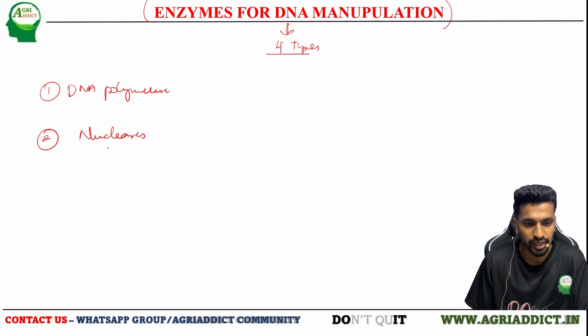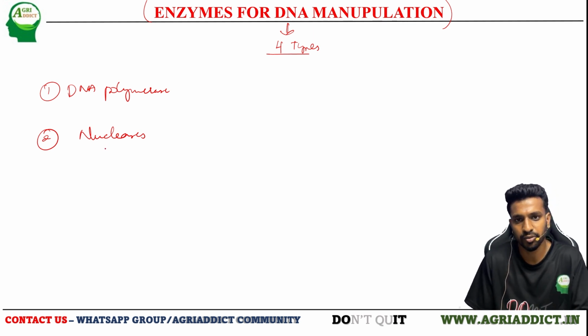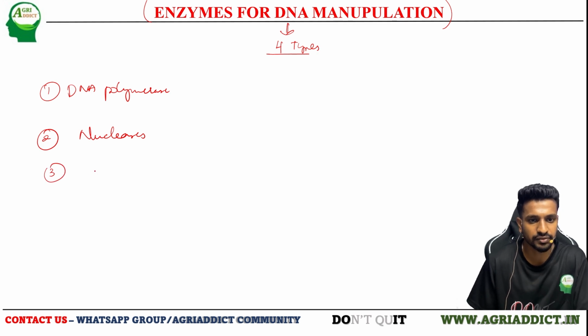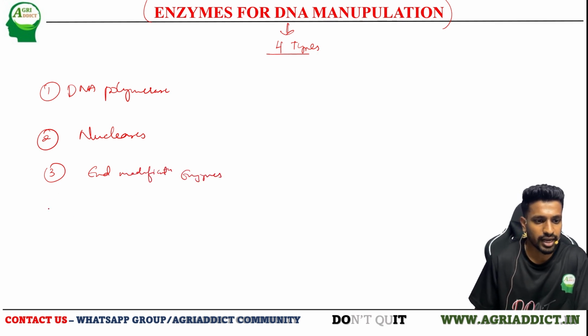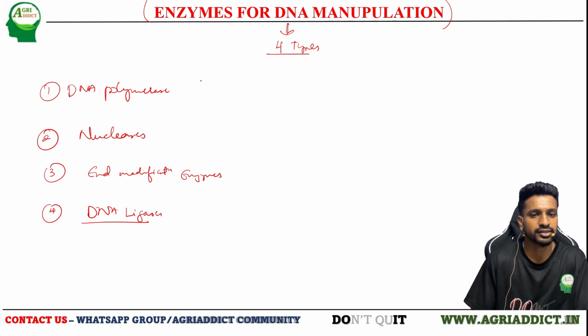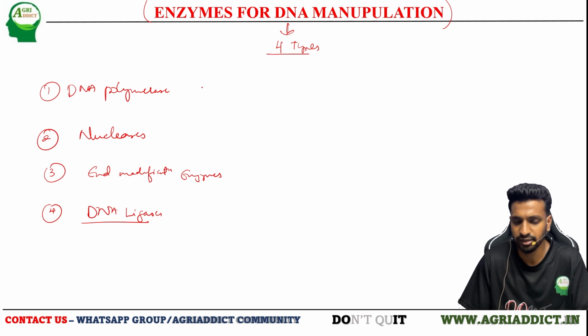These enzymes are utilized for the successful cloning or incorporation of the target DNA or gene of interest into the host through the vector. Next, the third category of enzymes is called end modification enzymes. And lastly, we have DNA ligases. Again, DNA ligases are very common enzymes which we have already learned in various different processes in molecular genetics. We'll just be recalling the things that we have already learned in the previous sessions. Okay, so let us start with the DNA polymerase.